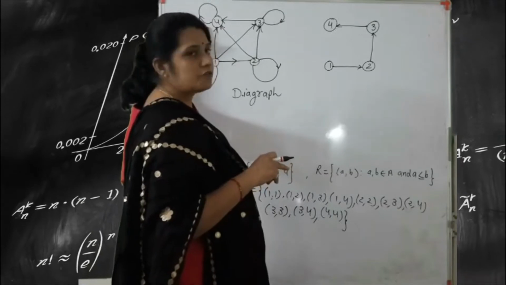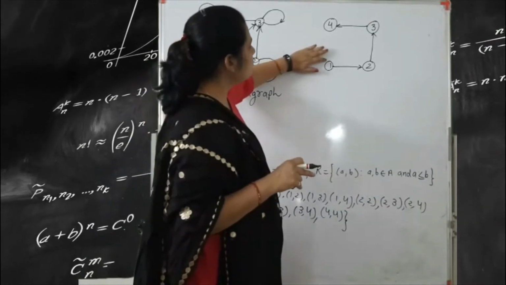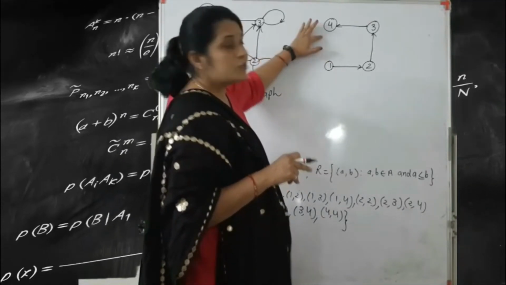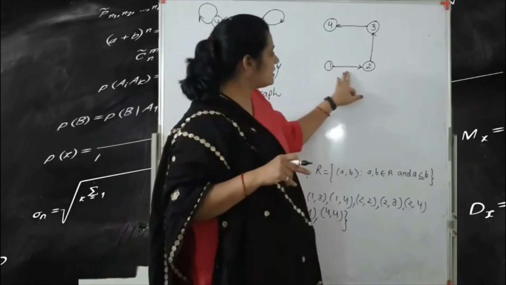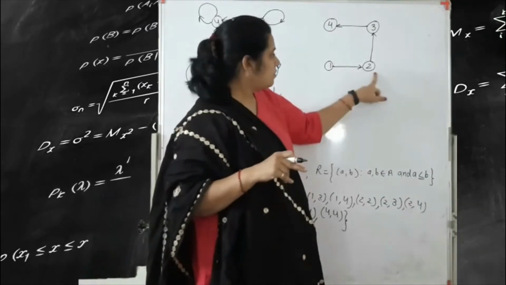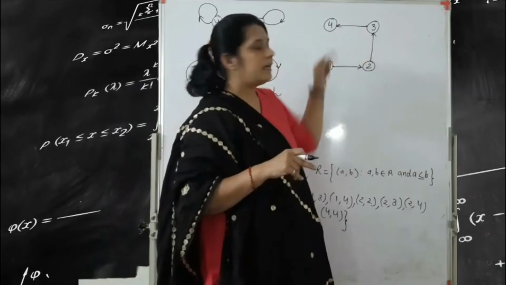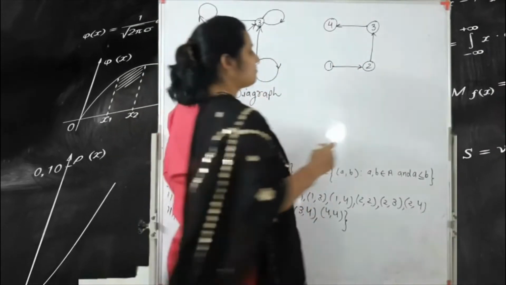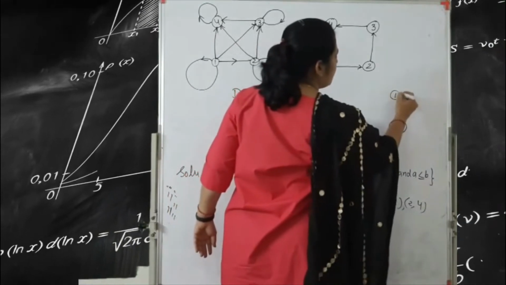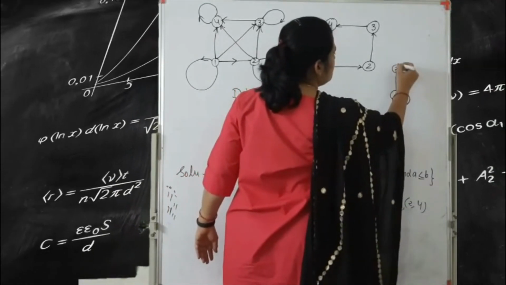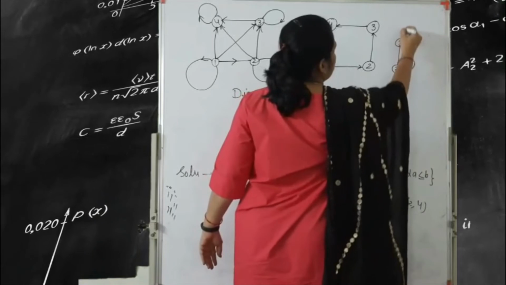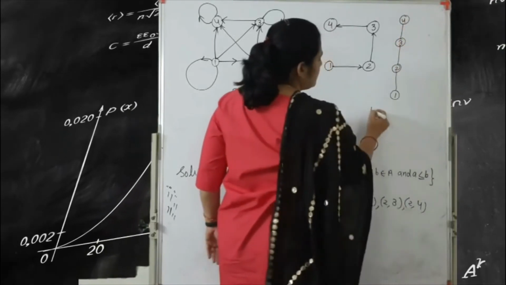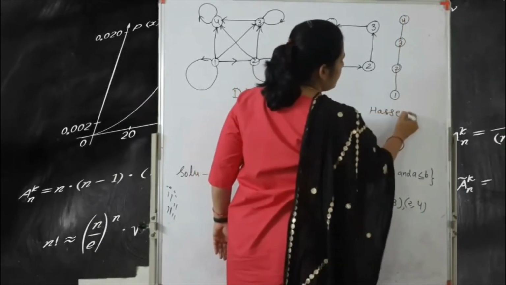Next one is 1 to 4. If we draw 1 to 4, we have already considered the way 1 to 2, 2 to 3 and 3 to 4. So this is your Hasse diagram. That means we write 1, 2, 3 and 4. This is your Hasse diagram.